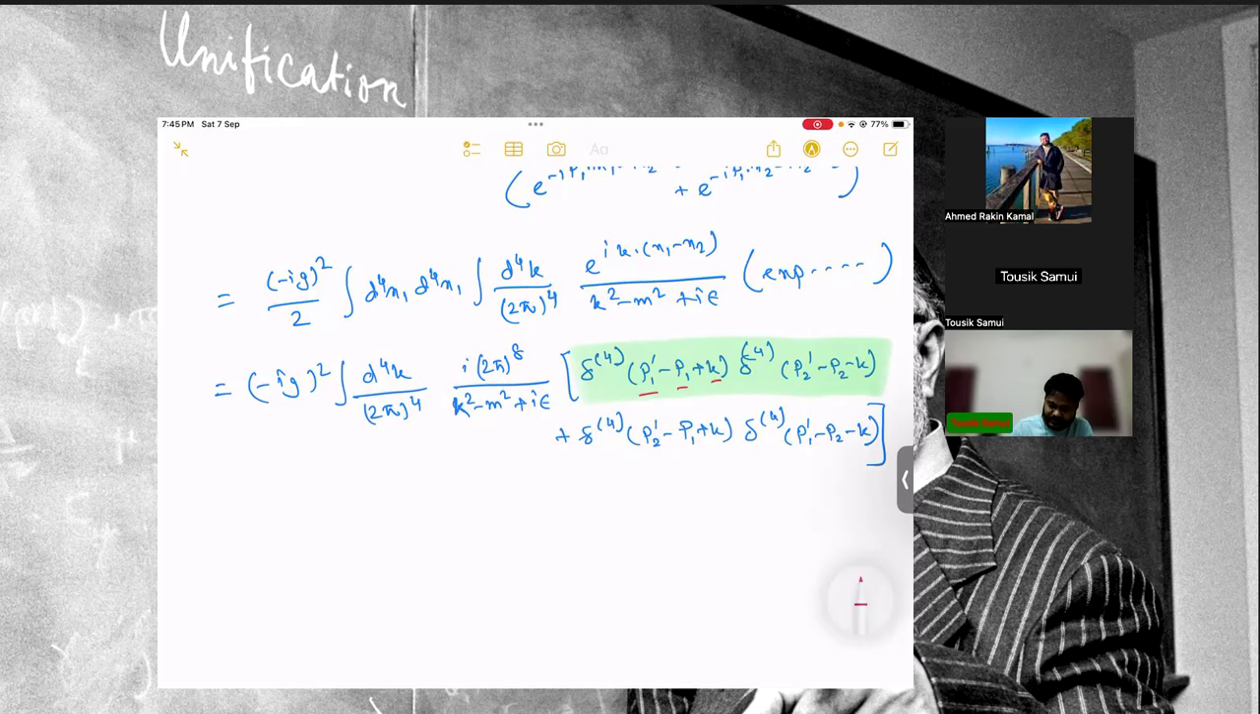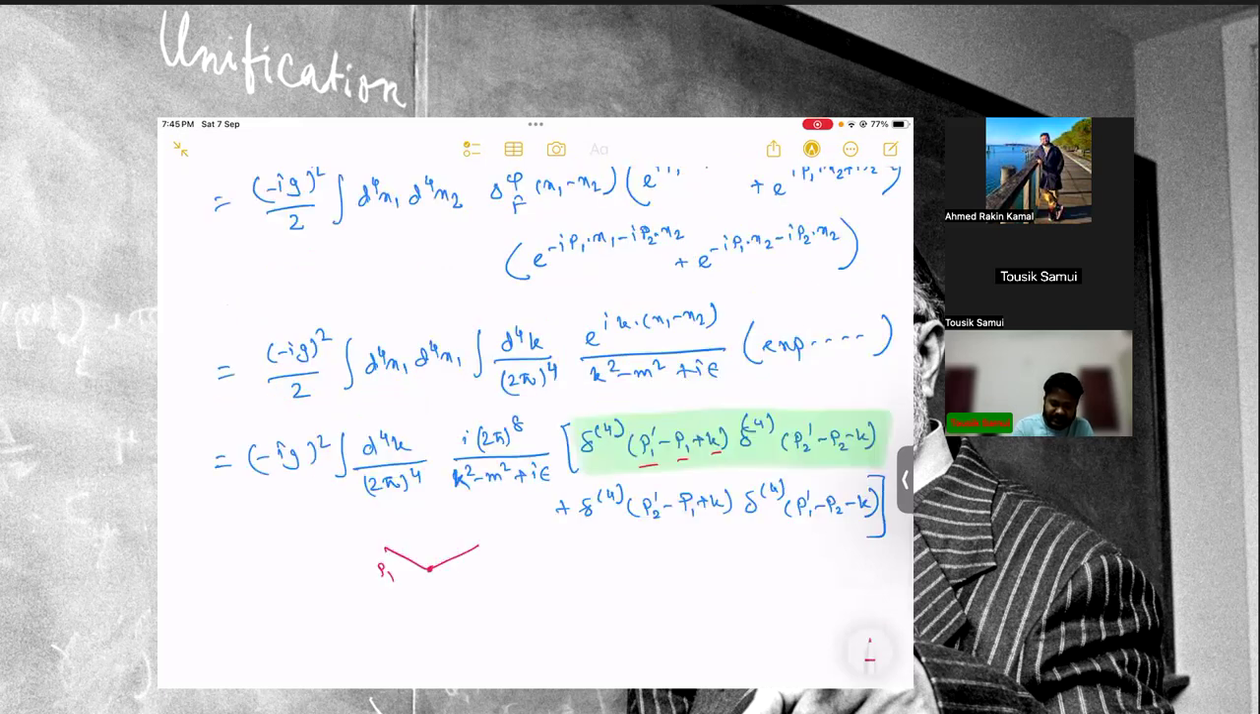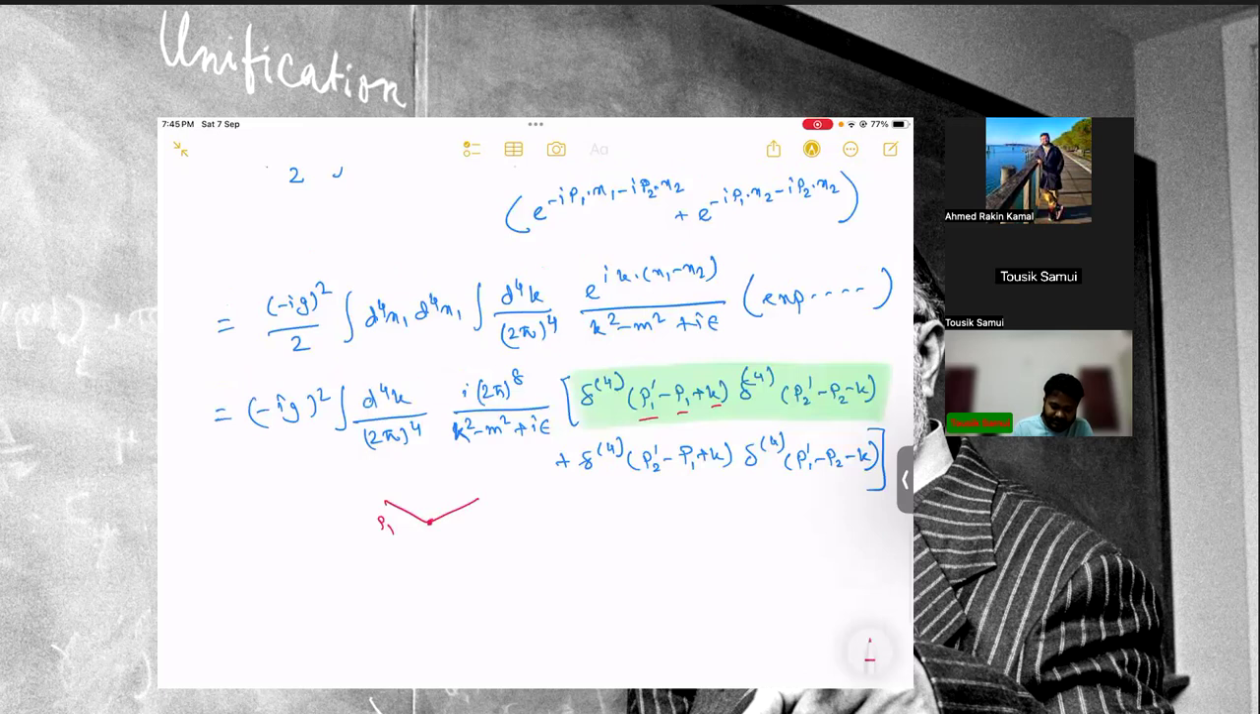So p1 was what? Let us see it pictorially: p1 is one of the initial states, and it has momentum p1, and p1 prime is one of the final states. And k is basically a momentum. If we remember, it actually comes from the Feynman propagator, and it represents the momentum of the phi field. The other term is similar, and we can represent it like this.